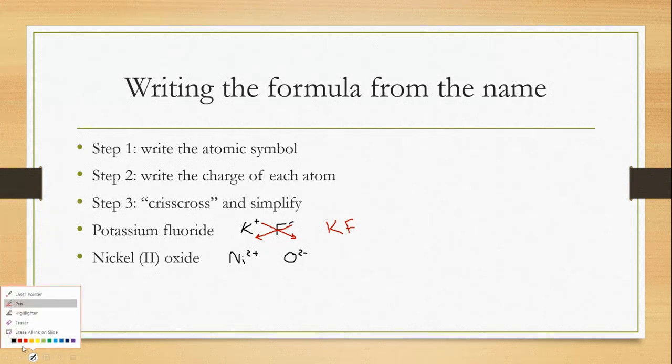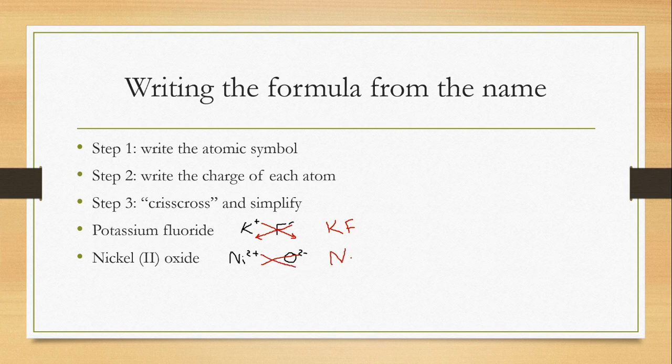I would like to change the color, please. There we go. We're going to crisscross them just like before. And I have nickel with a 2 and oxygen with a 2. In this case, we can simplify because we have a 2 and a 2. So this should just become nickel oxide, or NiO, just like that.